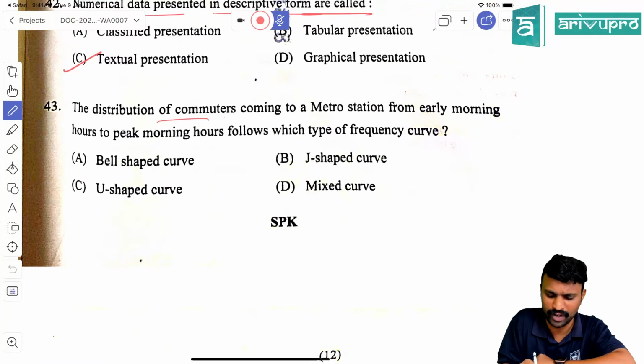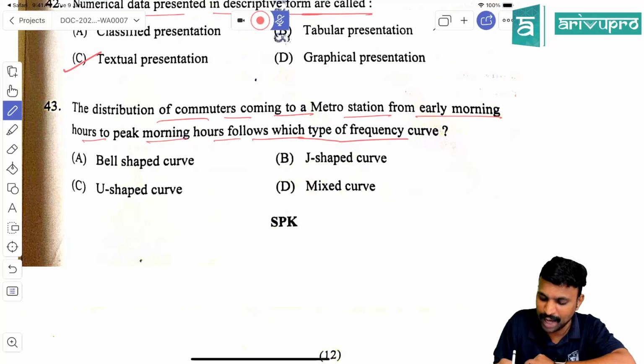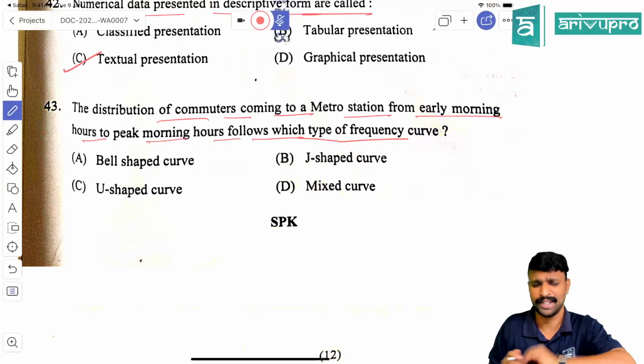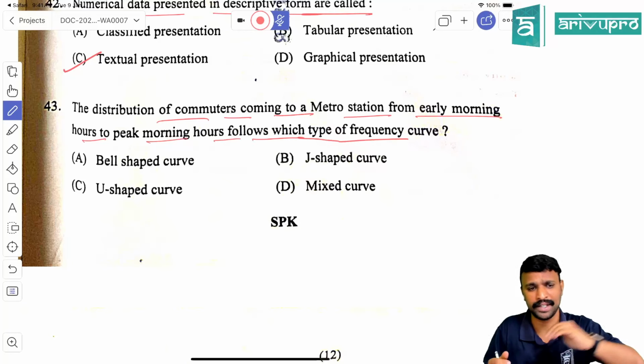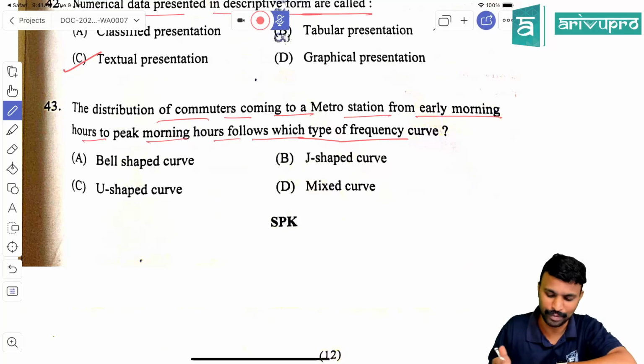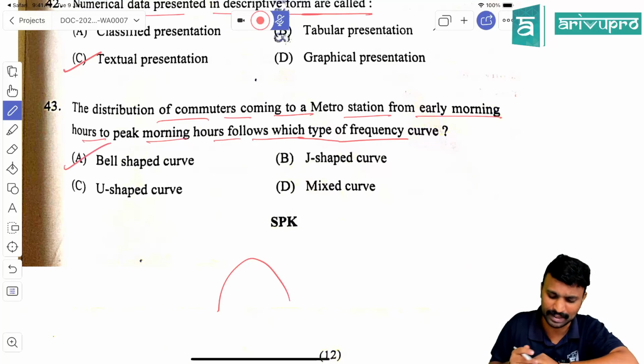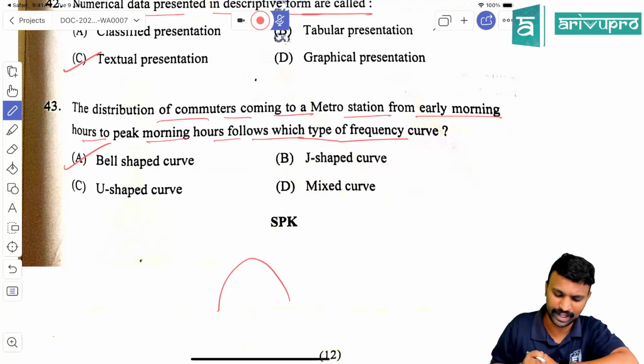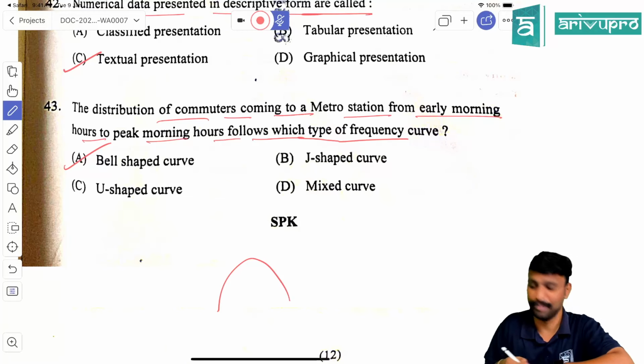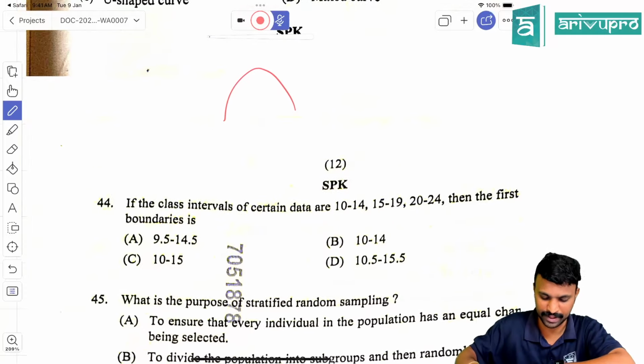The distribution of commuters coming to a metro station from early morning hours to peak morning hours follows which type of the frequency curve? Guys, early morning hours and peak morning hours, it reaches minimum to maximum. So minimum to maximum. So obviously definitely it follows what? The bell shape. Option A is the answer.